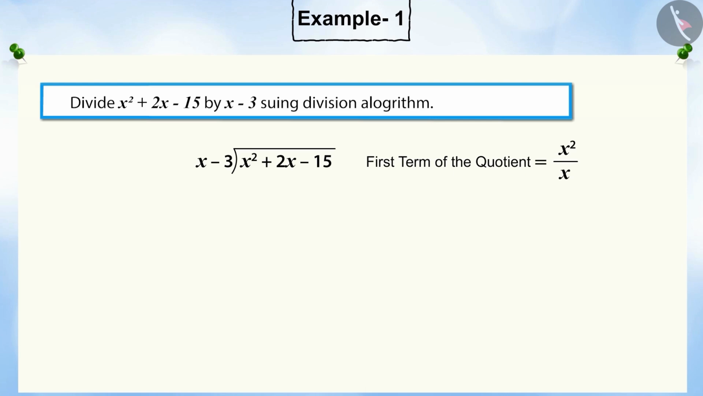This will give x, which is the first term of the quotient. Now, multiply the divisor by this quotient and write it below the dividend. Then, subtract the term written below from the dividend so that the remainder is 5x minus 15, which becomes the new dividend for further processing.